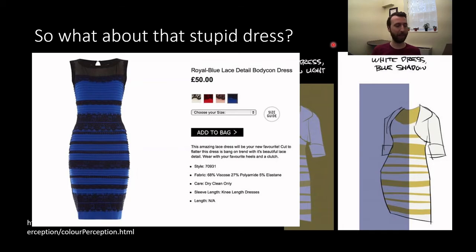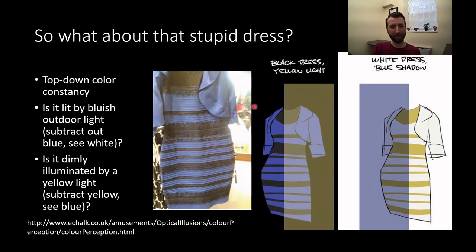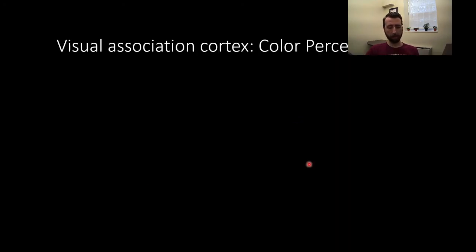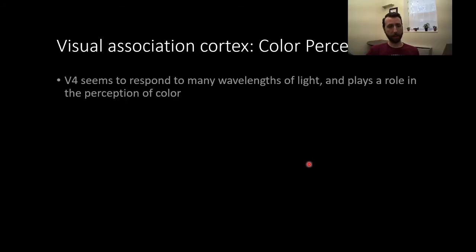Nobody actually cared, but that is the answer. It's color constancy. It's all about how we perceive the scene and what sort of corrections we make based on that perception. So let's talk a bit more about color perception.